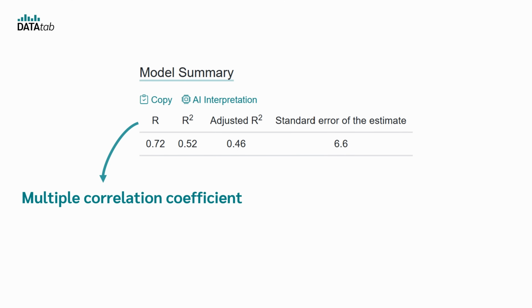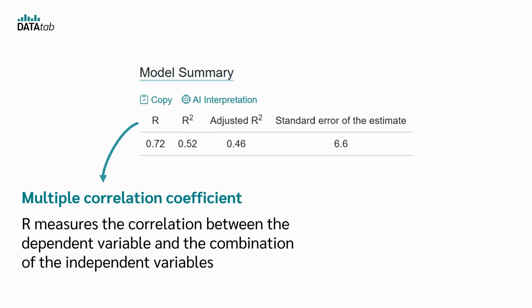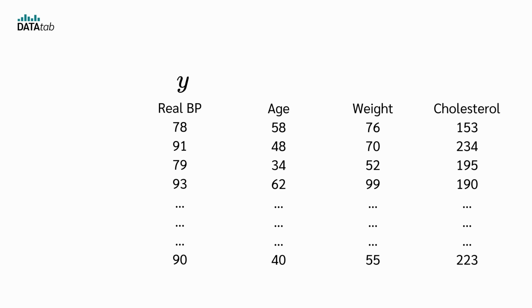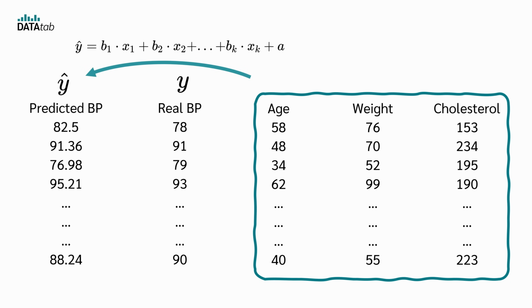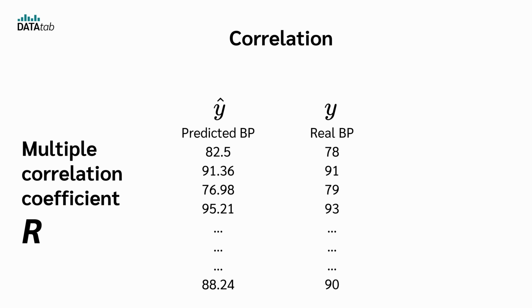First, we get the multiple correlation coefficient R. R measures the correlation between the dependent variable and the combination of the independent variables. What does that mean? Here we have the equation for linear regression. Once the coefficients are determined, we can sum all up and calculate the predicted values y hat of the dependent variable. So if we use our example data, we have the real blood pressure data and we can predict the blood pressure data with the regression model. The multiple correlation coefficient R is now the correlation between the predicted values y hat and the actual values y.